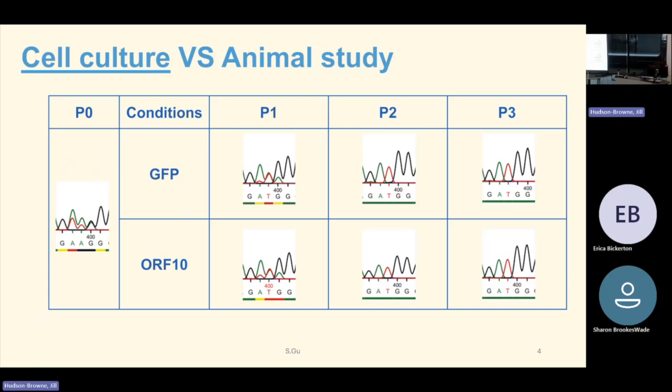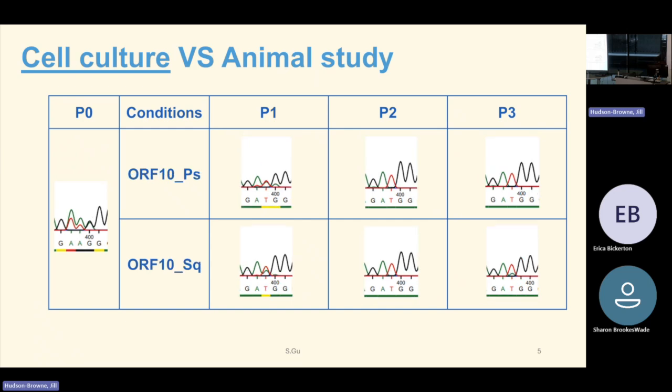After the P0 was used for infections, 48 hours after that, the P1 supernatant was collected, and the viral load in the P1 supernatant was assessed using quantitative PCR to dilute it back to an MOI of 0.01 and then used for the next round of infection. The infection was repeated 3 times. That's why we have 4 different Sanger sequencing results here. In short, there is no difference when I compare the ORF10 group to the GFP control group.